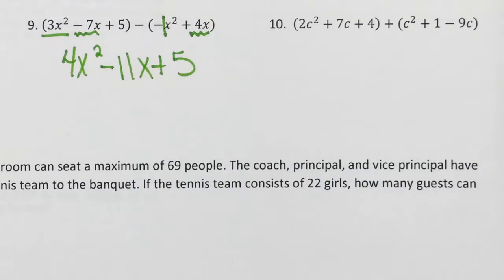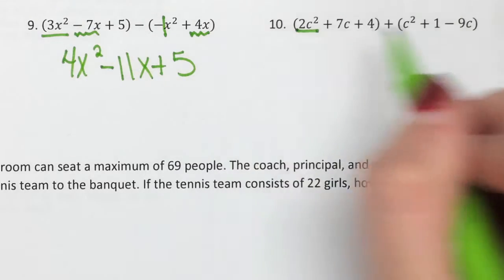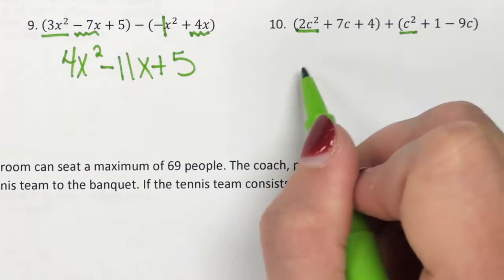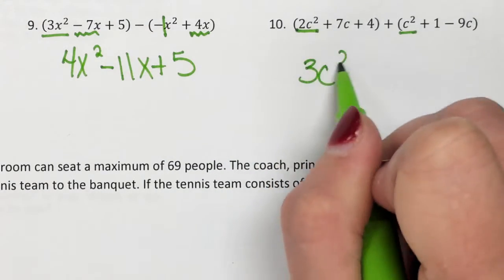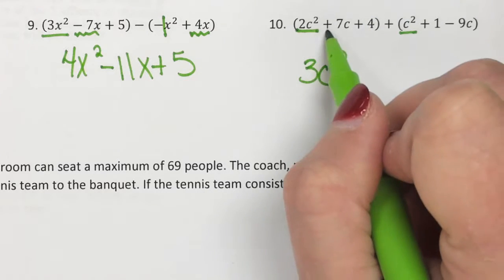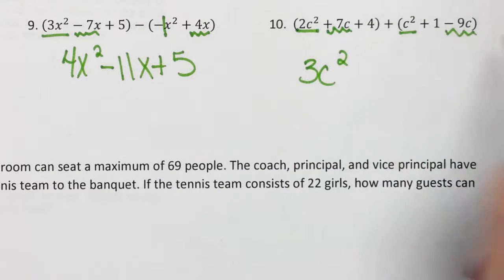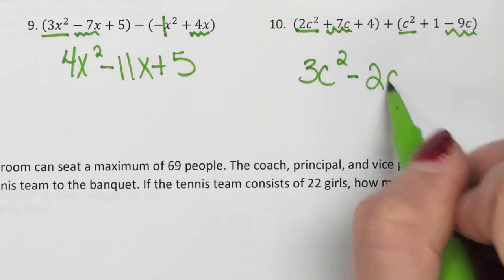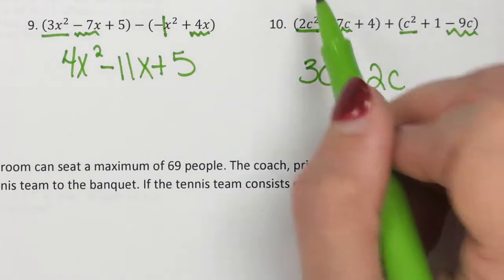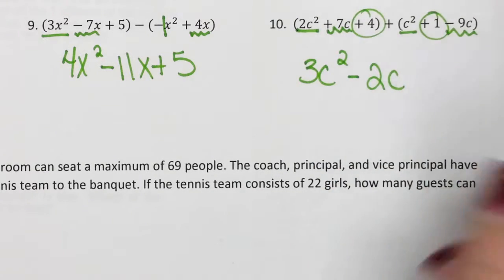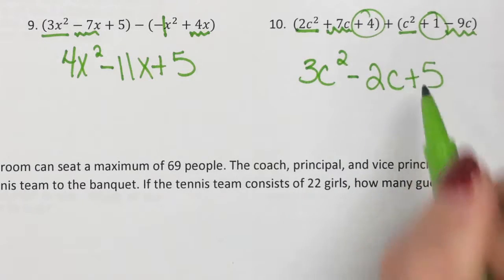All right, last one. Here we go. 2c squared plus c squared. What's 2c squared plus c squared? 3c squared. What else? 7c plus negative 9. How much is that? Negative 2. What else I got? Plus 4. 4 plus 1. Positive 5. Pretty easy, right?